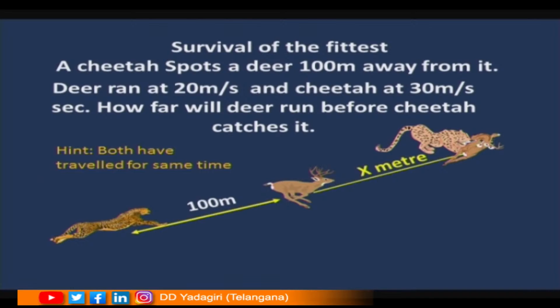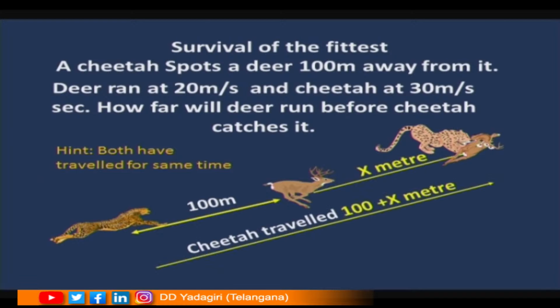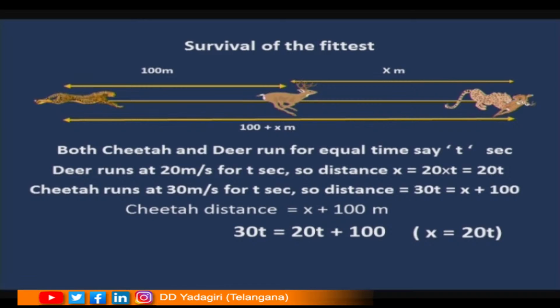So, coming back to the question, here we should find out how far the deer runs before the cheetah catches it. Here the hint is both of them have travelled for the same time. Let the deer run for x meters and the total distance the cheetah covered will be 100 meters plus x meters. Both cheetah and deer run for equal time, say t seconds. Deer runs at 20 meters per second for t seconds. So, the distance x is equal to 20 times t, which is equal to 20t.